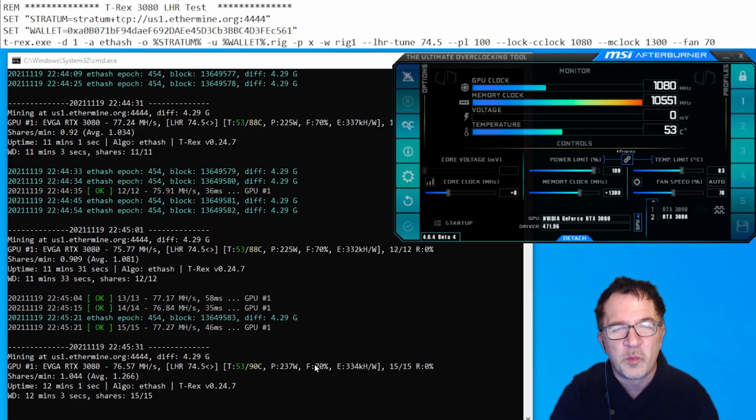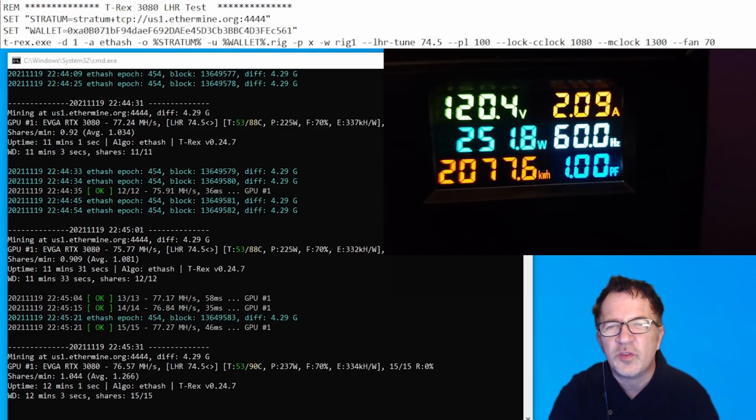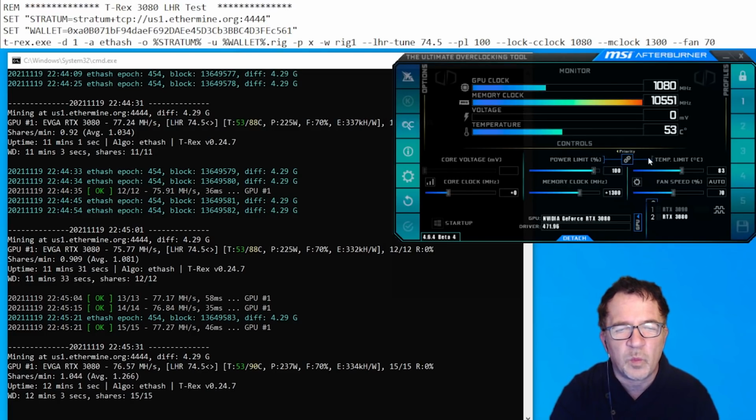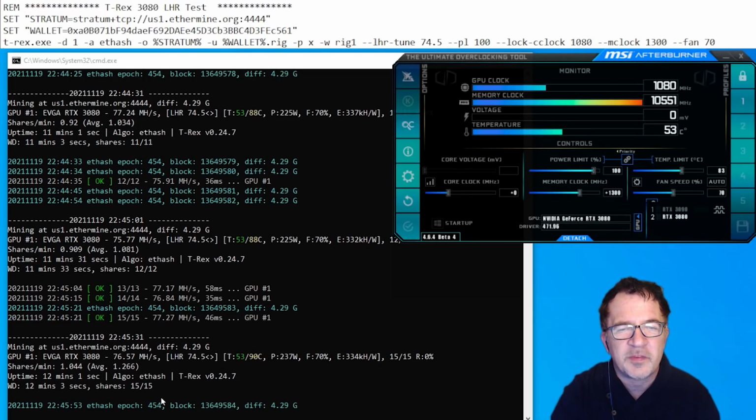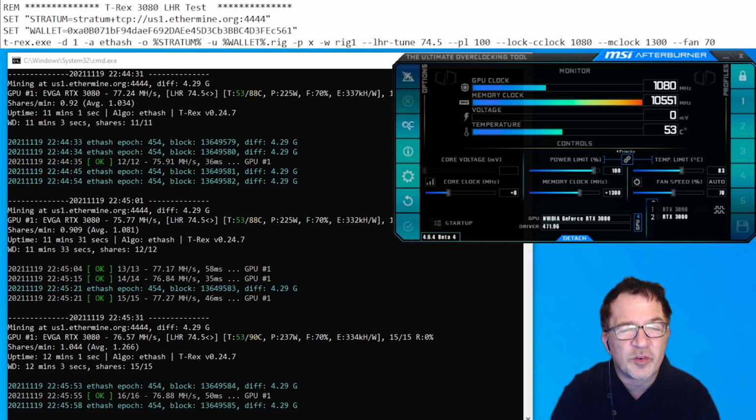I mean, I had high hopes even in my testing. This is absolutely incredible. If I take a look at the meter, I am seeing 252 watts at the wall. It's pretty close in line to what I'm seeing on the miner. 76.57. These numbers are incredible tonight. I'm shocked. I really am.